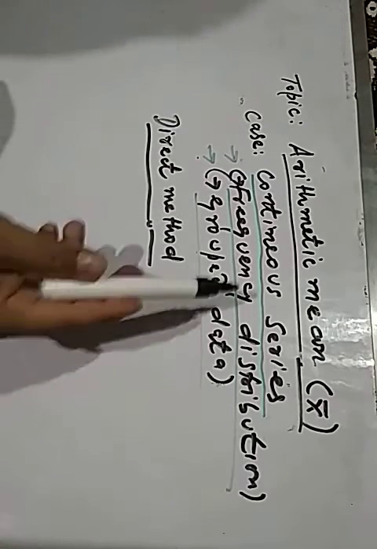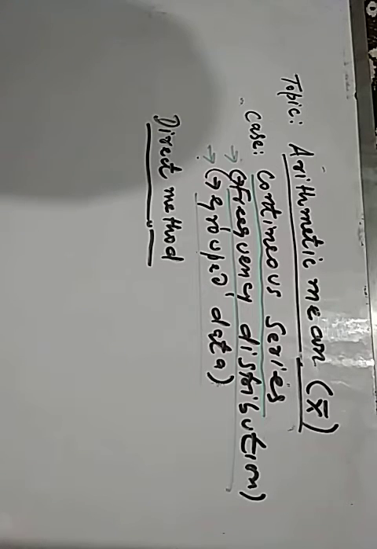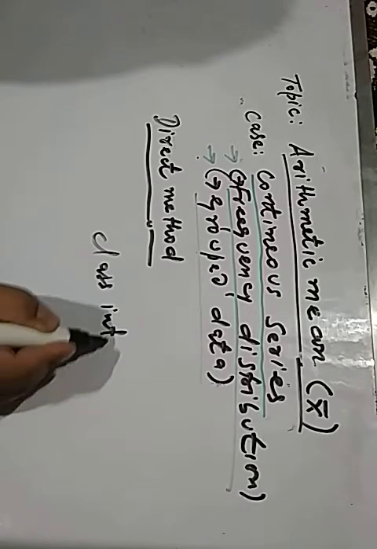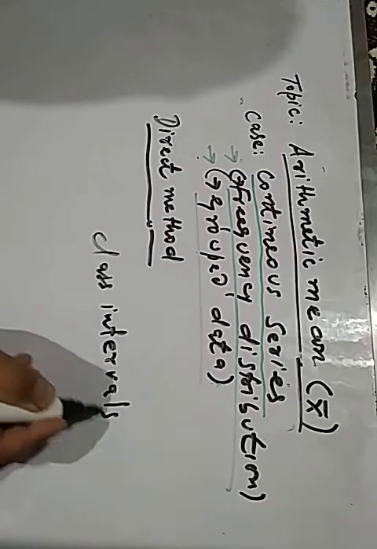Before writing the formula of direct method for calculation of arithmetic mean in case of continuous series, I will recapitulate what is continuous series or what is grouped data. It is a statistical series in which the value of variable is given between two limits in class intervals, having lower limit and upper limit.